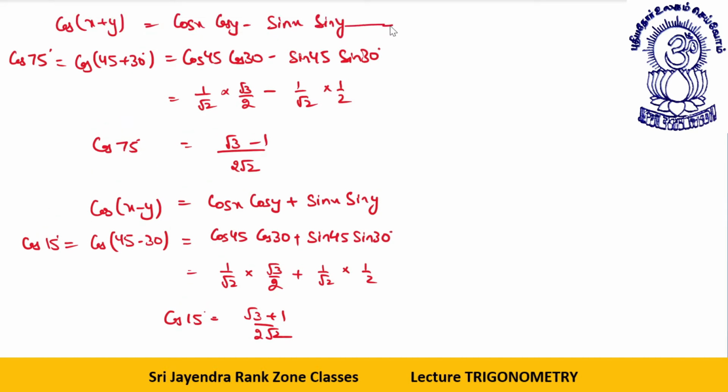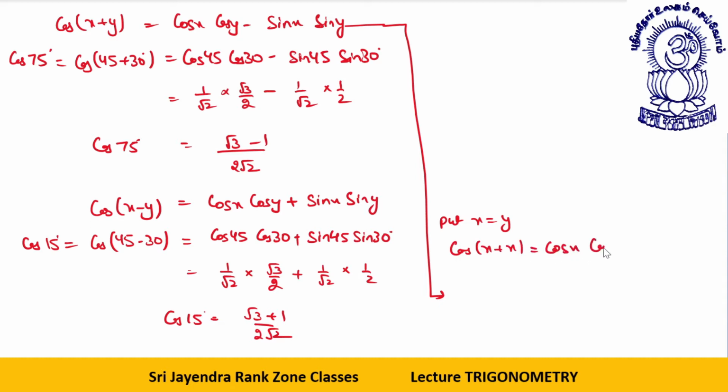On the basis of this formula, if I put x is equal to y, what do I get? I get cos of x plus x is equal to cos x cos x minus sin x sin x. All this is visible, yes. So what does it become? It becomes cos 2x is equal to cos square x minus sin square x.